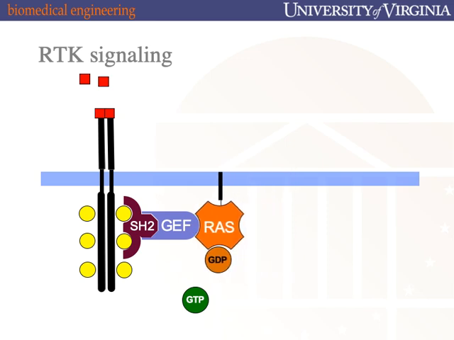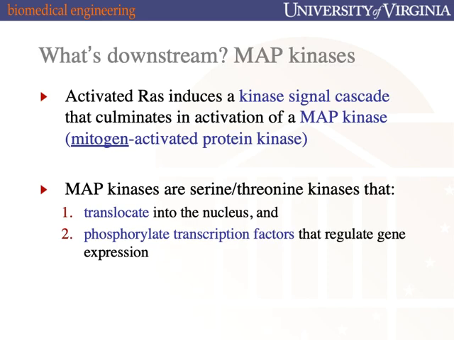Once you have that guanine exchange factor recruited to the plasma membrane, in very short order you'll have exchange of GDP for GTP on RAS, followed by activation of RAS to be able to turn on the downstream effector pathways. There are multiple signaling pathways that RAS can activate. We're going to emphasize one because it's the most direct path to the G1 to S transition. That pathway is a kinase signaling cascade.